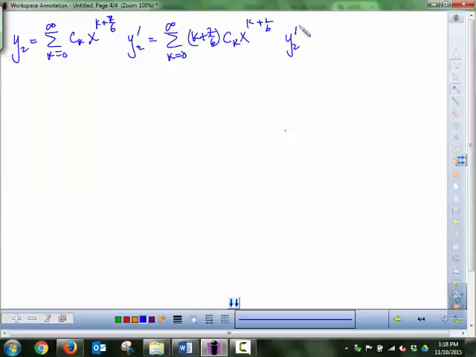The second derivative, again starting with k equal to 0, is going to be k plus 7/6 times c sub k, and then this power goes down, k plus 1/6, x to the k. Now I have to subtract 1 again, so I have 1/6 minus 1. That's negative 5/6 maybe.